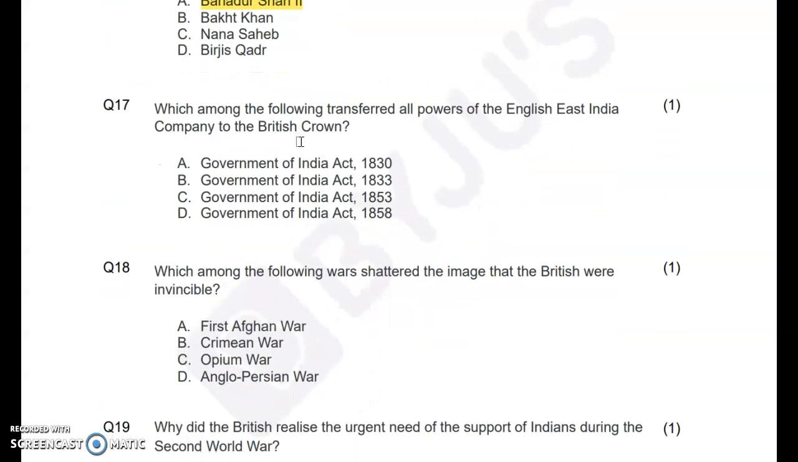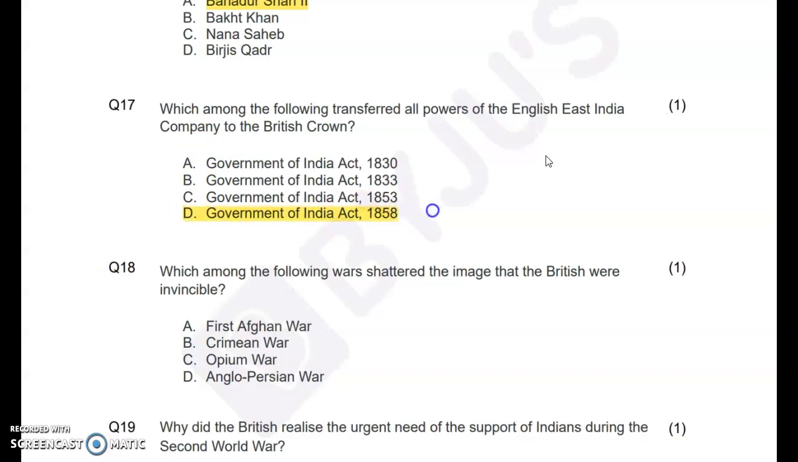Moving on, which among the following transferred all power to the English East India Company to the British Crown? Answer is option D, Government of India Act 1852. So in this act, the British Parliament passed the Government of India Act in 1858 and transferred all powers of the company to the British Crown. Queen Victoria, the then monarch of Britain, became the administrative head of India.